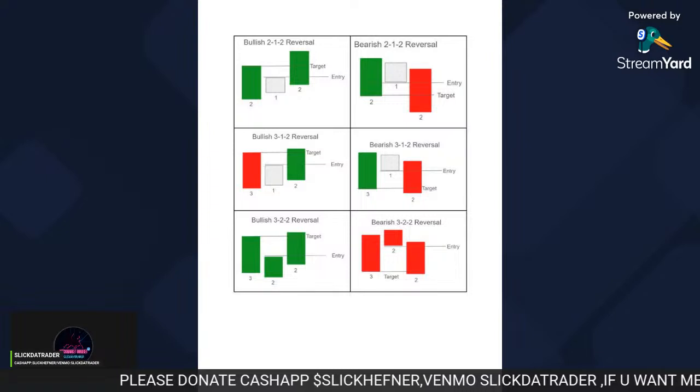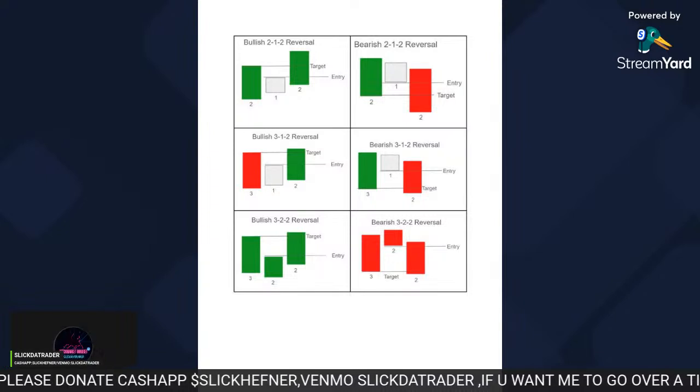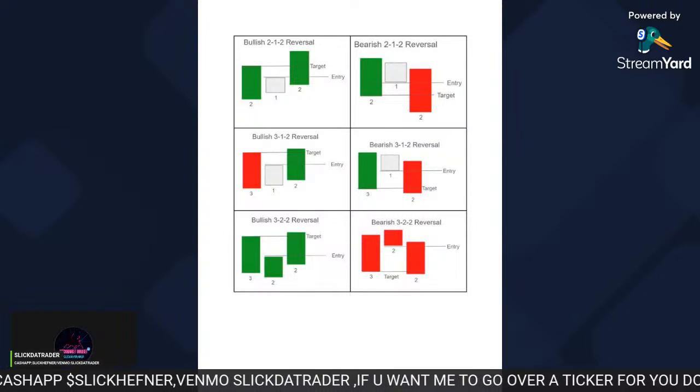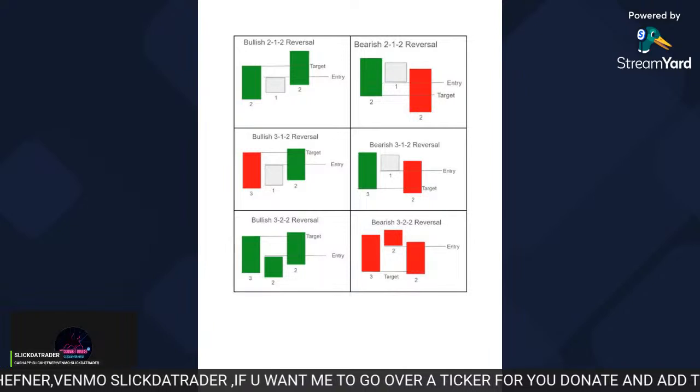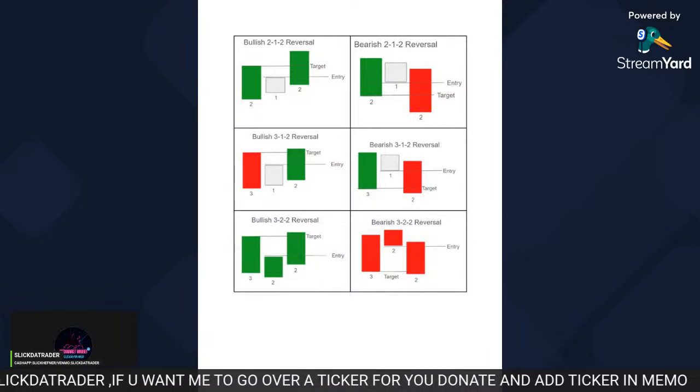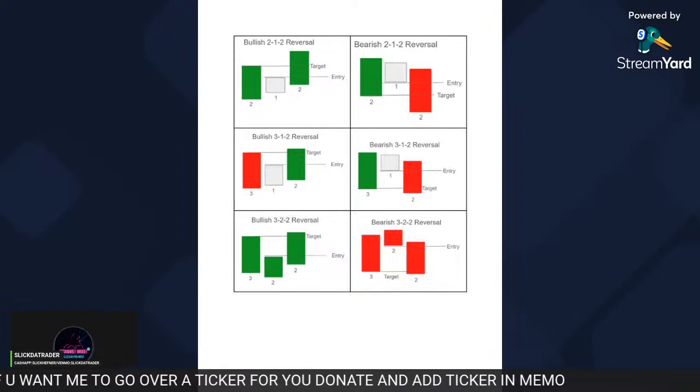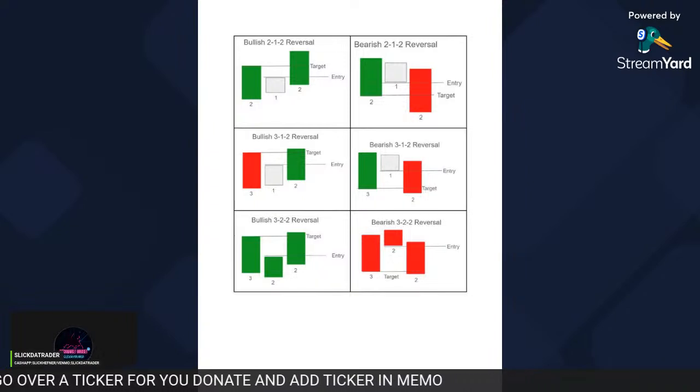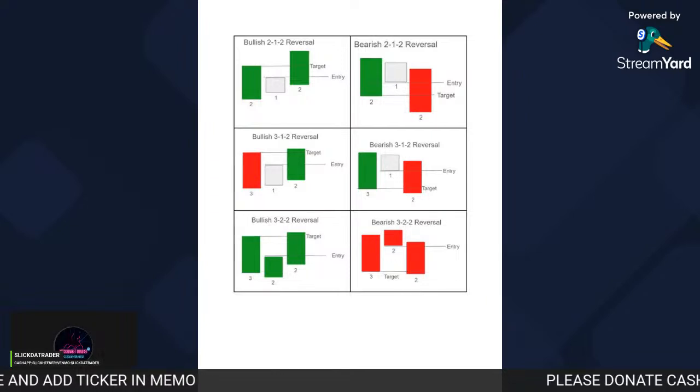I trade 2-1-2s a lot, and they work pretty well for me. I normally like to find them on hour charts, daily charts, weekly, monthly, whatever. It doesn't really matter. It depends on what you trade, if you're choosing a swing trade, day trade, etc.